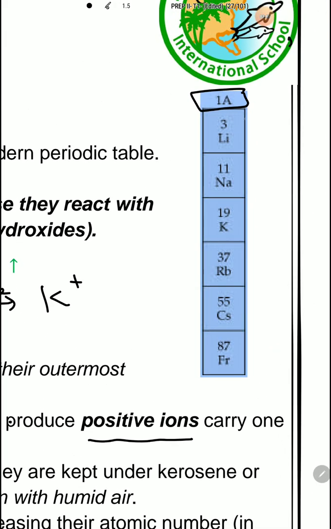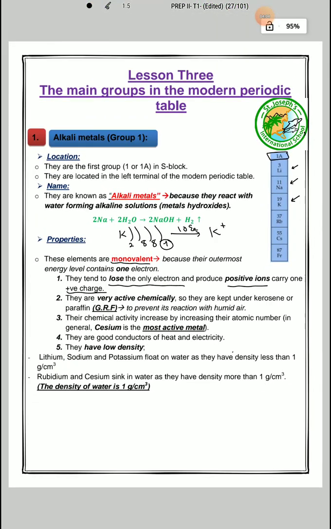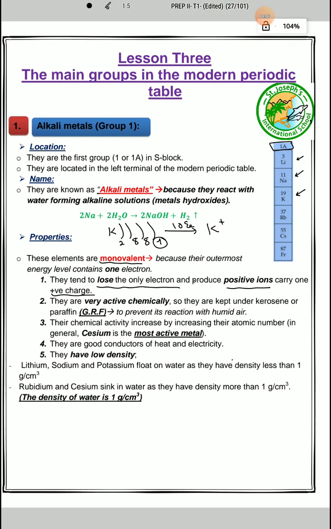Number 3, their chemical activity increases by increasing their atomic number. Like lithium is the least active metal in group 1A. Sodium is a little bit more active. Potassium is a little bit more active, and so on. By increasing the atomic number, when we move from up to down, their chemical activity increases. Number 4, they are good conductors of heat and electricity.